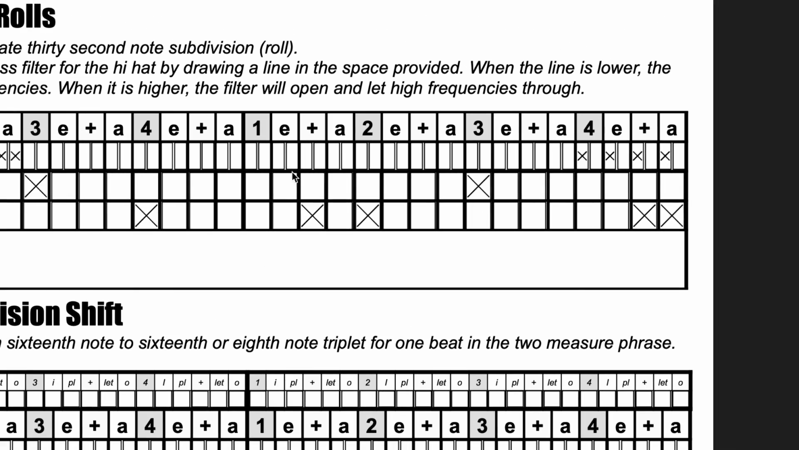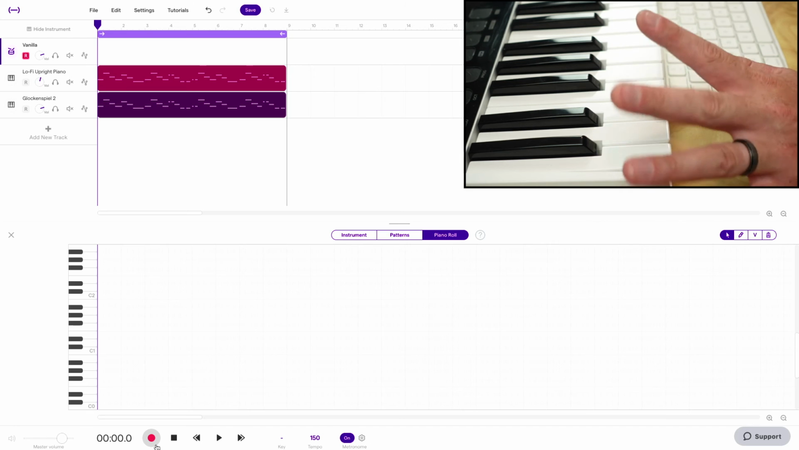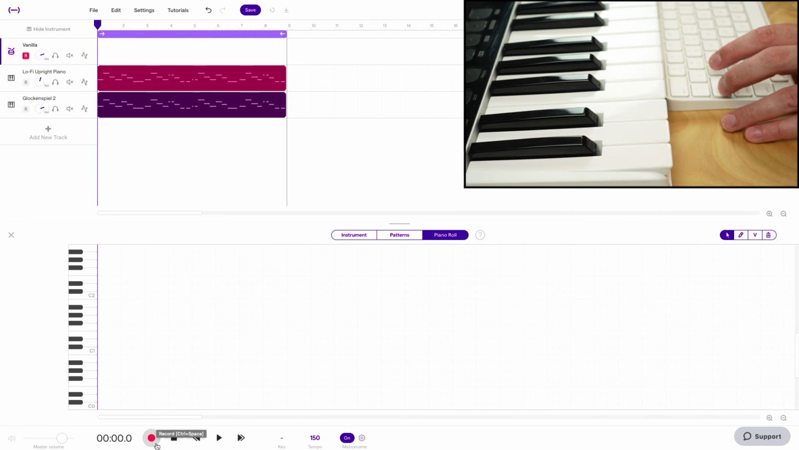So we have that. Let me fill in the rest of the groove with my 8th notes. 8th note is going to be my base subdivision for this. And then I'm going to use 16ths and those 32nd note sprinkles in there. And those are my rolls. Let's go play this groove.